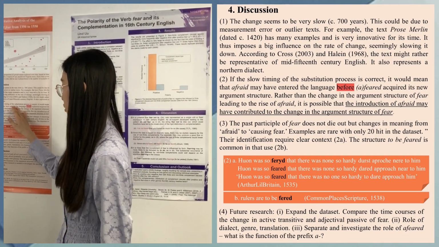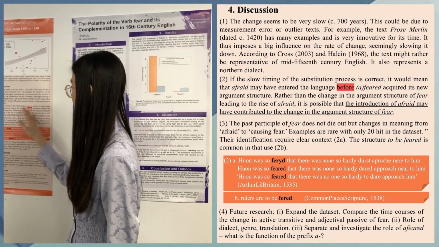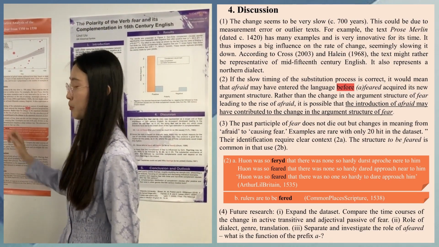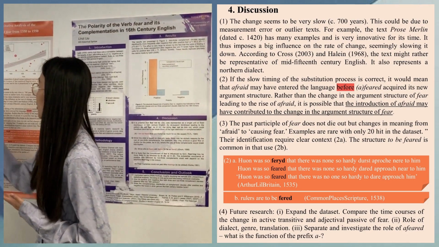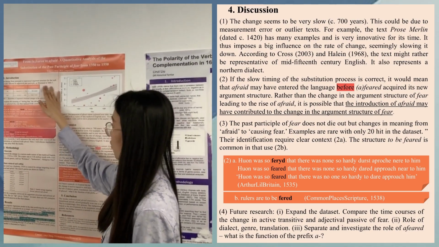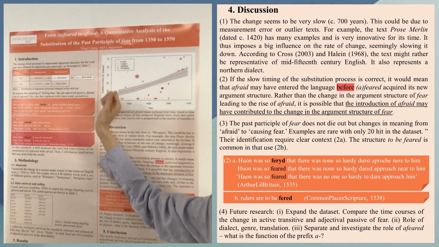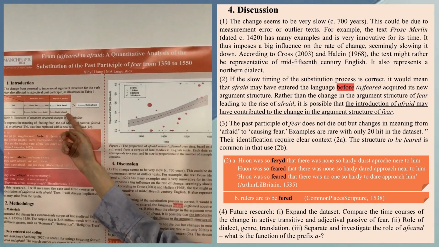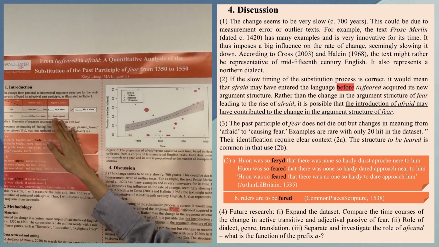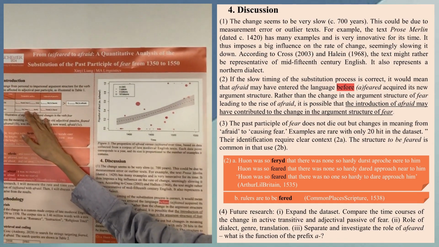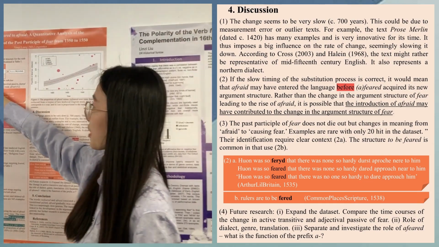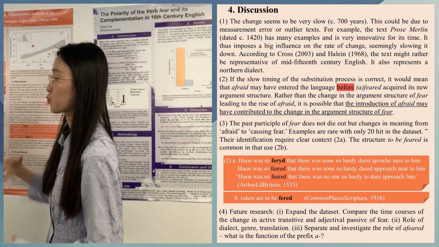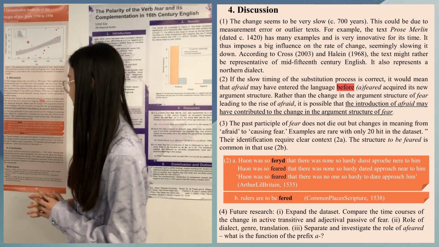Second, if the timing of the substitution process is correct, it would mean that afraid may have entered the language before afeared acquired its new argument structure. What I mean is that first, afraid was introduced, and the introduction of afraid may have influenced the change in the argument structure in past participles, and then the change in past participles may also have changed the verb. This is different from the first claim that the change in the verb also affected the past participle. I mean, both could be possible, but further research might be needed.